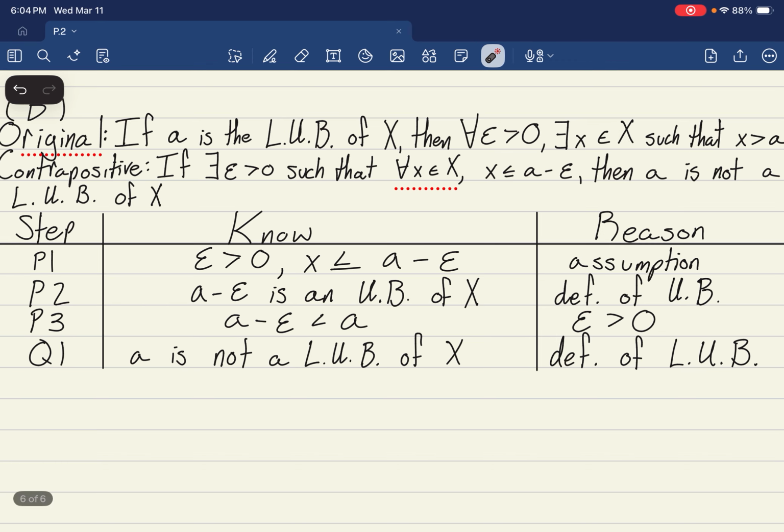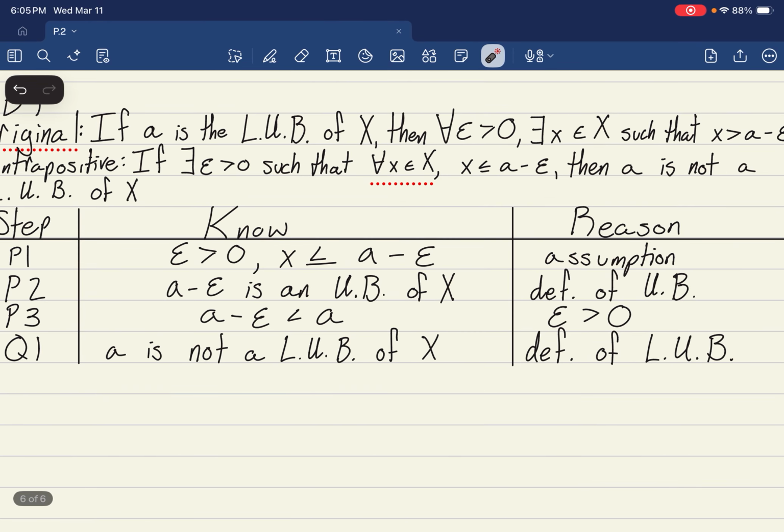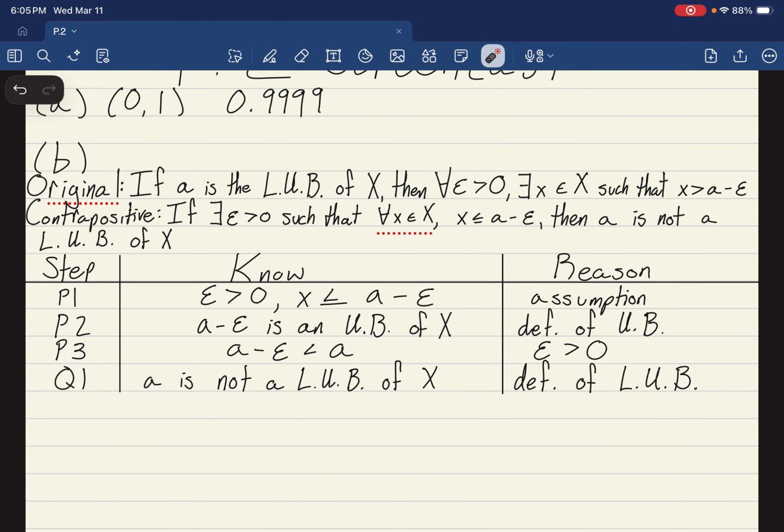And because we know that a minus epsilon is an upper bound and is less than a, it's impossible for a to be a least upper bound of X, considering that we have a minus epsilon, which is less than a and an upper bound. It's impossible for that a to be the least upper bound based on the definition of least upper bound. And that concludes our proof. And since we proved the contrapositive, we have proved the logically equivalent statement that we saw originally.